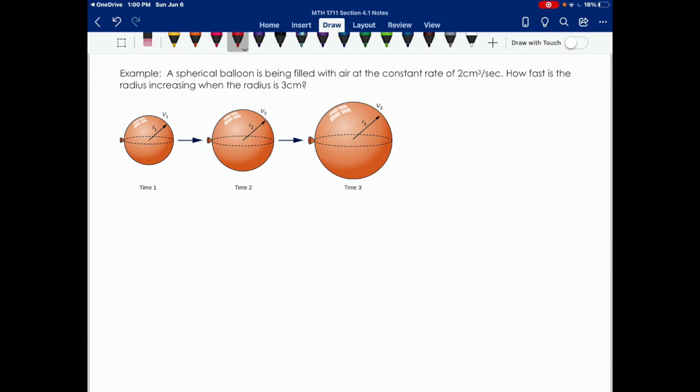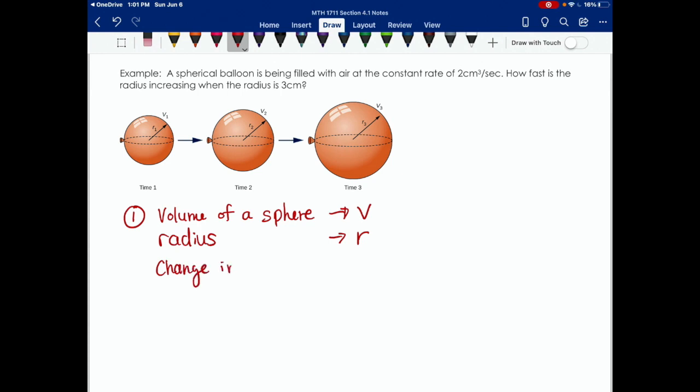So let's read this first example. We have a spherical balloon being filled with air at a constant rate of 2 centimeters cubed per second. We need to figure out how fast the radius is increasing when the radius is 3 centimeters. So in step 1, we need to figure out what all the variables are. So we have the volume of a sphere. We're going to call that V. We have the radius. We're going to call that R.